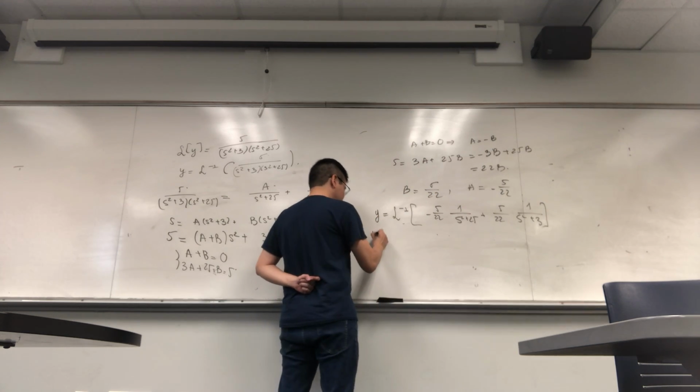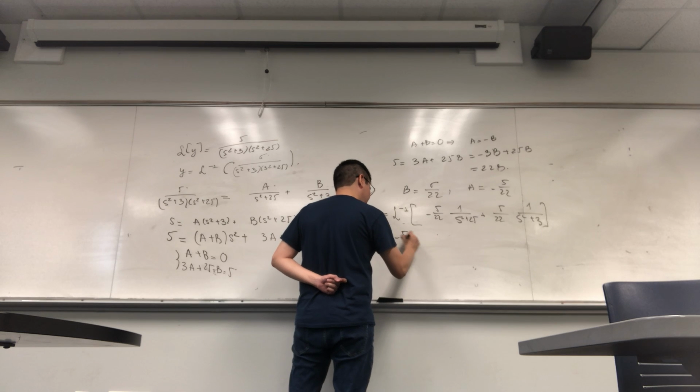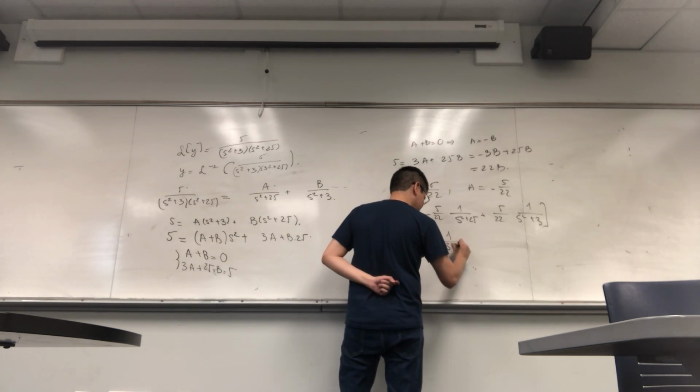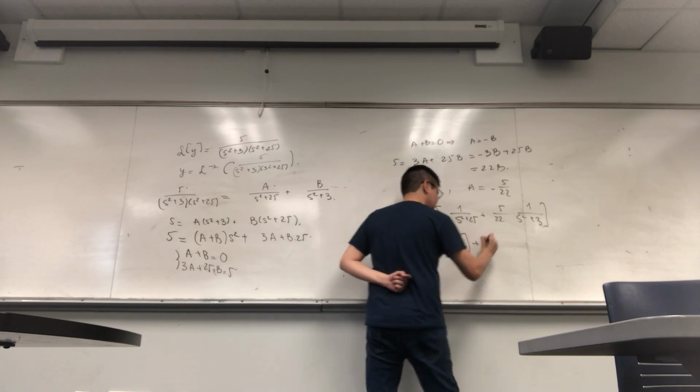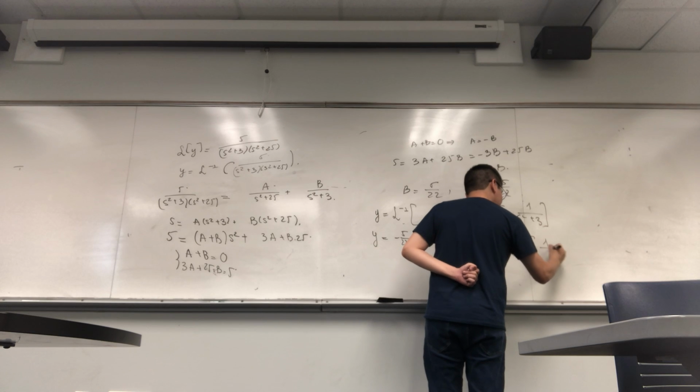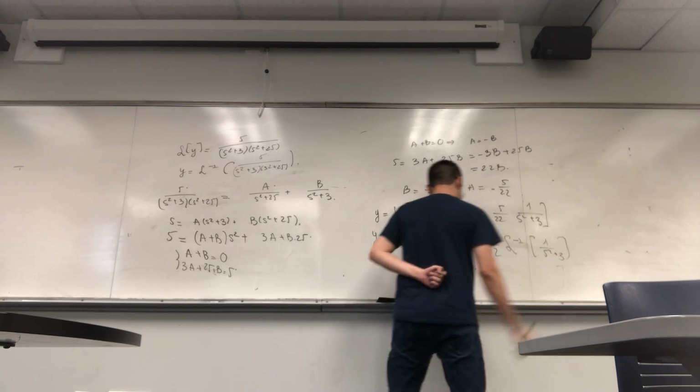Right? So which means that here I have minus 5 over 22 times the inverse Laplace transform of 1 over s squared plus 25, plus 5 over 22 times the inverse Laplace transform of 1 over s squared plus 3.